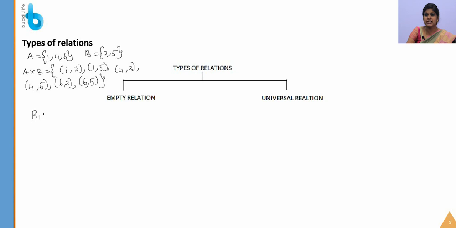Okay, now let me define the empty relation. Let me just take a relation R1 from A to B, and the elements in the relation R1 are going to be in the form of (A, B) belongs to A cross B, that is the Cartesian product of A and B, such that the condition, as I told you before, every relation will have some condition, right? A equal to B is the condition for this relation.